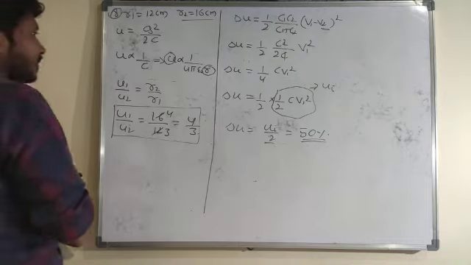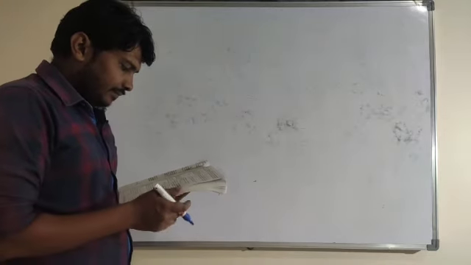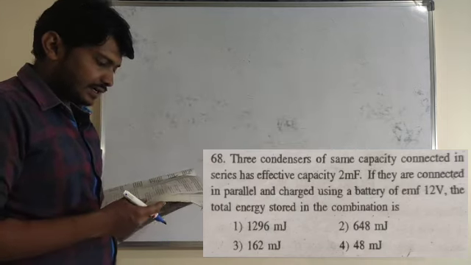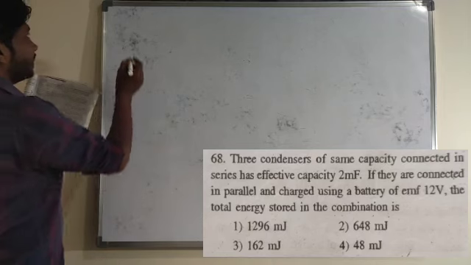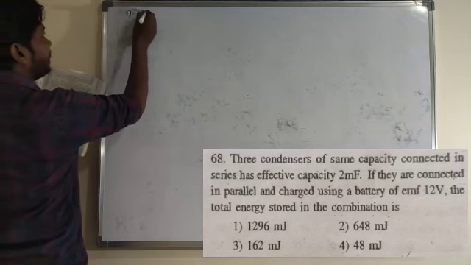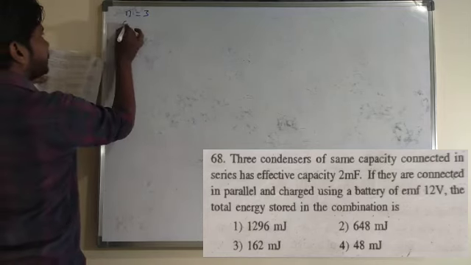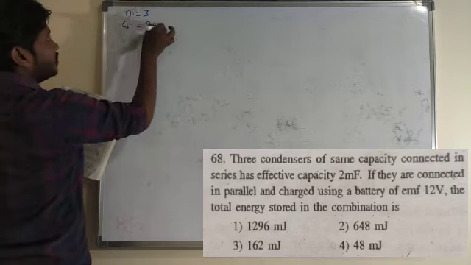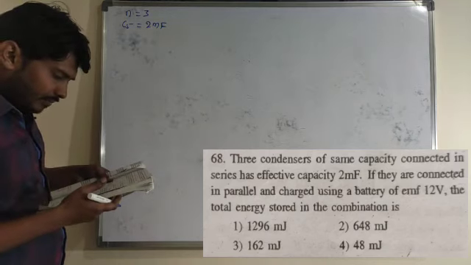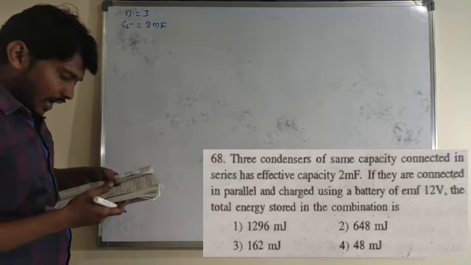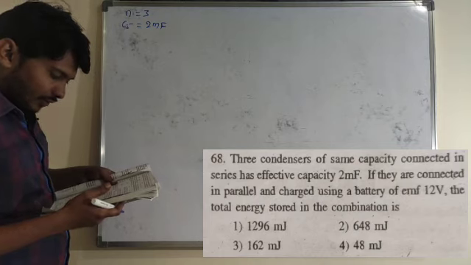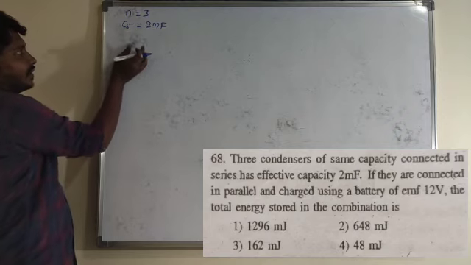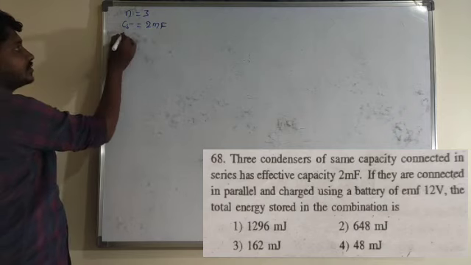So what is the answer here? Okay, we'll look at the next one. Three condensers of the same capacity are connected in series and have an effective capacitance of 2 millifarad. So how many capacitors are there? 3 capacitors. If they are connected in series, the effective capacitance is 2 millifarad. If they are connected in parallel and charged using a battery of 12 volt, then what is the energy stored in the combination?